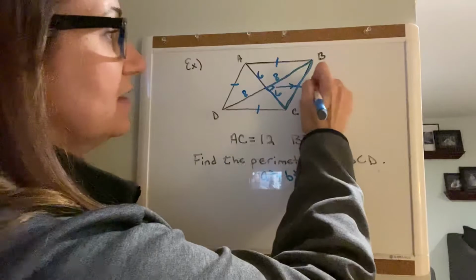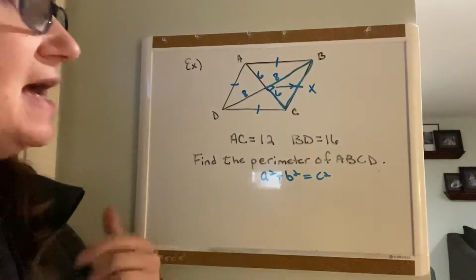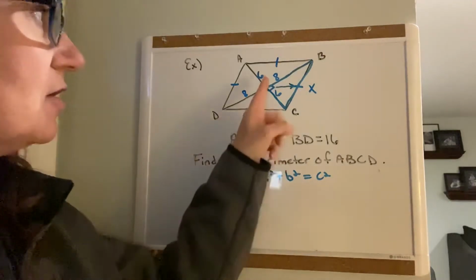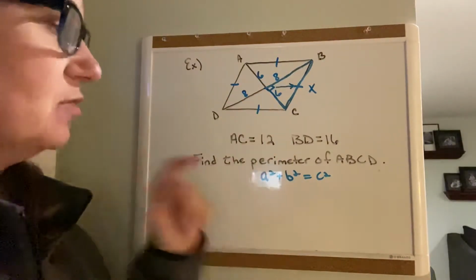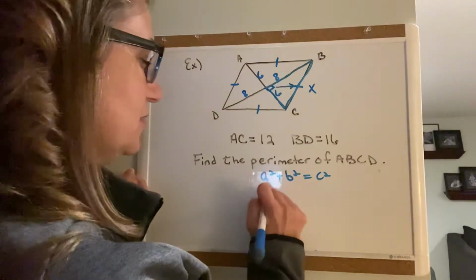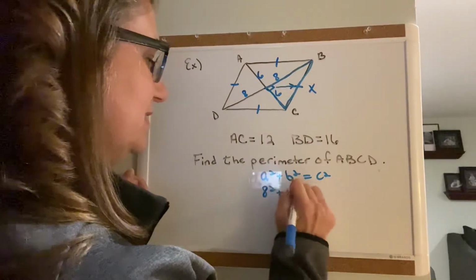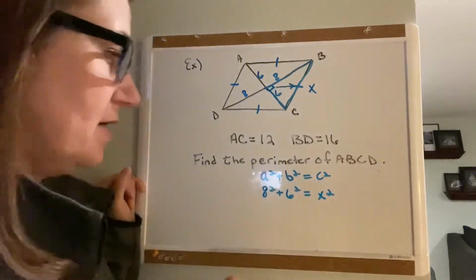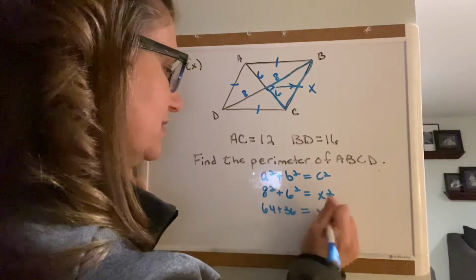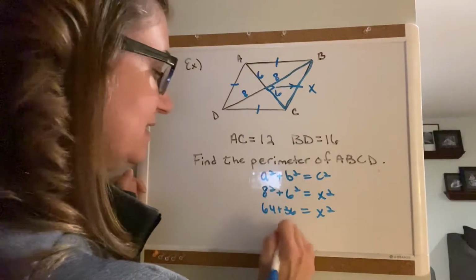So for now, we're going to let this side BC be X, because that's what I'm solving for. So A and B are going to be 8 and 6. It doesn't matter which order you plug those in, as long as C is always the hypotenuse. So 8 squared plus 6 squared equals X squared. So you end up with 64 plus 36 equals X squared, and 64 plus 36 is 100.